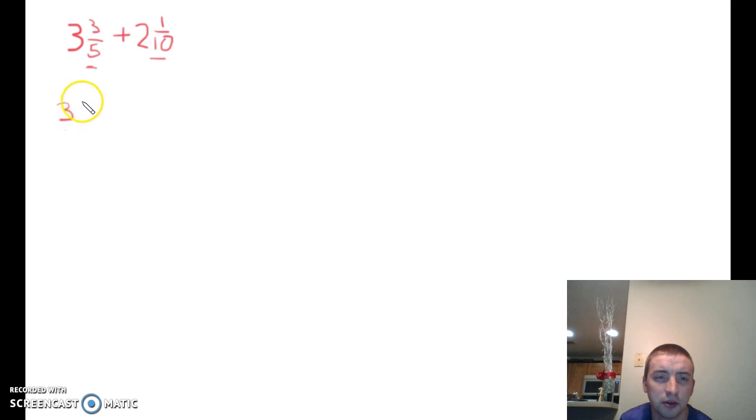So now let's try one with mixed numbers. It doesn't change anything. So if I have 3 and 3/5 plus 2 and 1/10, I'm still going to find a common denominator. My common denominator of 5 and 10 is going to be 10. So I'm going to change my fraction from 3/5 to 6/10 plus 2 and 1/10.